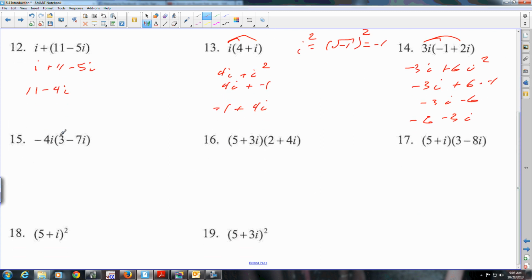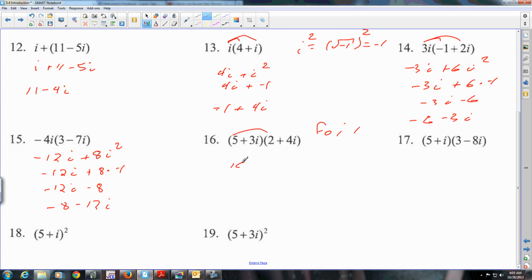Okay, this would distribute inside. Minus 12i plus 8i squared, minus 12i plus 8 times negative 1, minus 12i minus 8. The minus 8 needs to come in front. Okay, now these, you would just FOIL them.